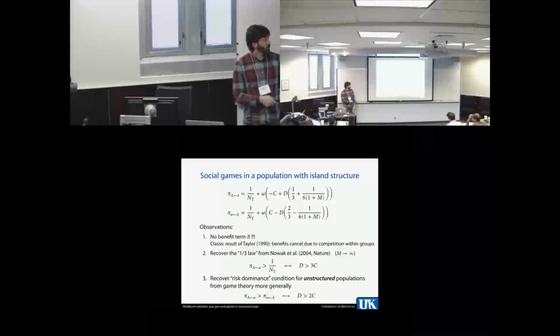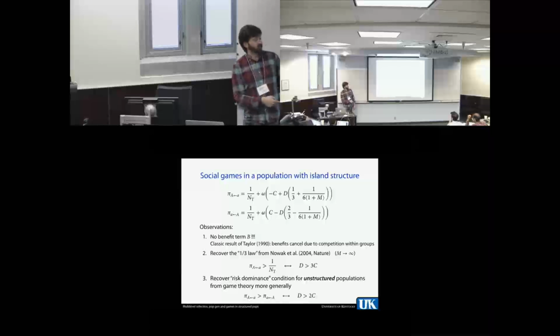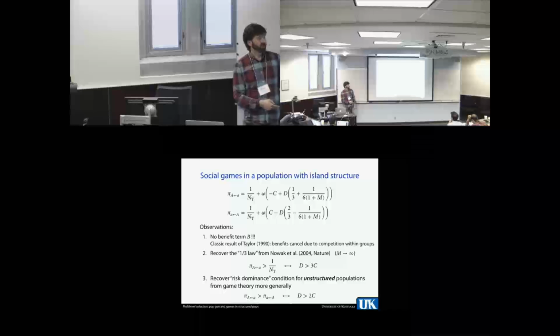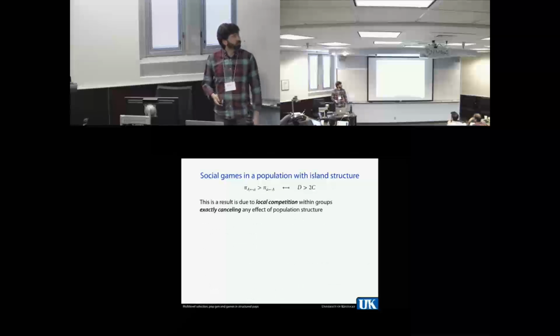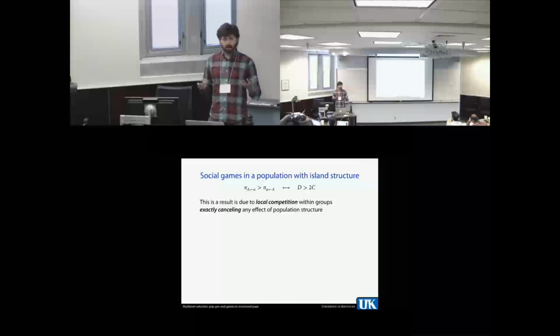So what this shows is that even though we've had this island model population structure, we get a result that is as if we never added population structure in the first place. So this is a generalization in some sense of this Taylor result, that this specific kind of population structure isn't adding anything to the population. And it's really due to this exact canceling of the benefits, or any change from population structure, with the effect on the ultimate success of the individuals.